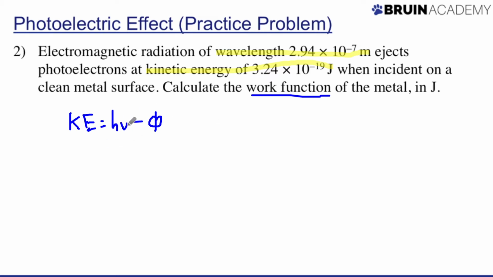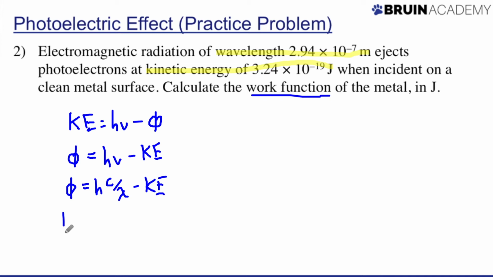So here we're given the wavelength, and we're looking for the work function, psi. So we can write it in terms of work function, right? If I move it over, that gets us h nu minus kinetic energy. And here I'm not given frequency, so I can do the same thing as I did before. I can replace nu with c over lambda. So hc over lambda minus kinetic energy, and now I have everything I need to solve, right? So I just plug and chug.